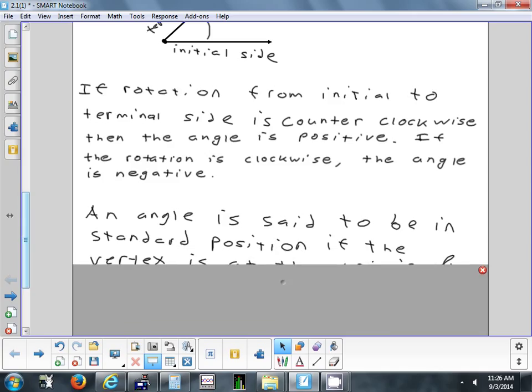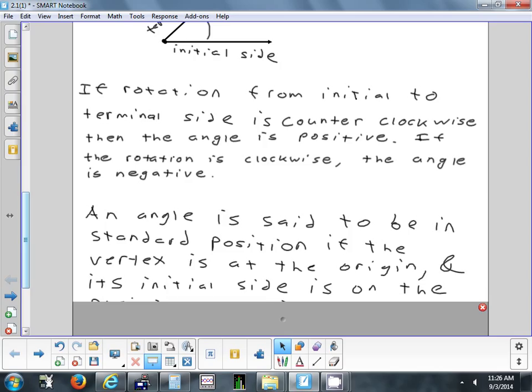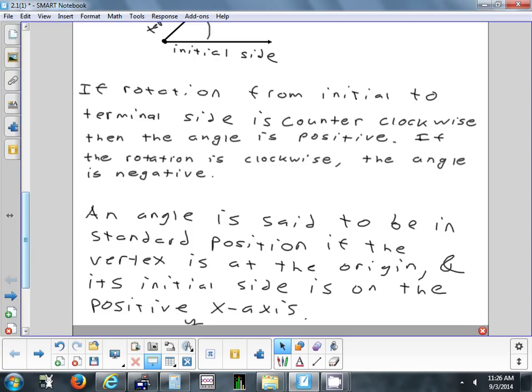Okay, so when I ask you to sketch an angle, or if I sketch one, a lot of times I'm going to sketch it in what's called standard position. For an angle to be drawn in standard position, two things have to happen. Very simple. The vertex is at the origin. So if you draw a coordinate system, put your vertex on the origin. And then put your initial side on the positive x-axis. If you do those two things, you've drawn an angle in standard position.